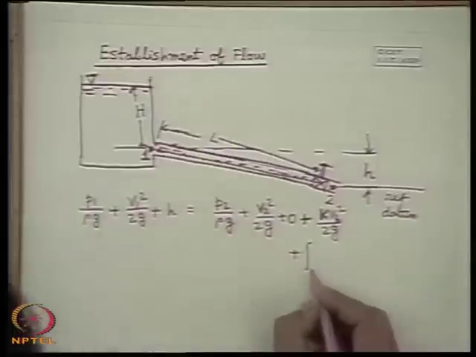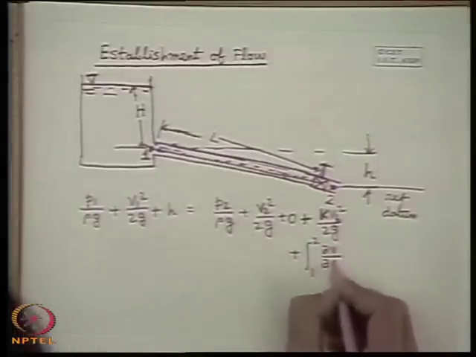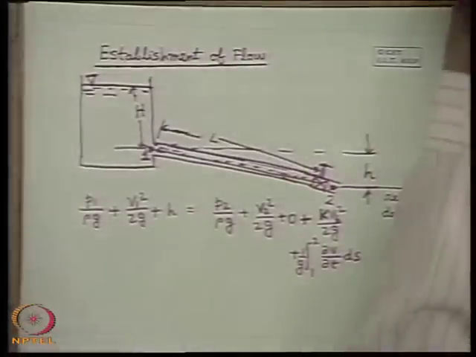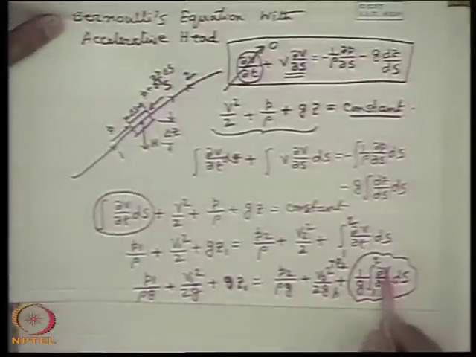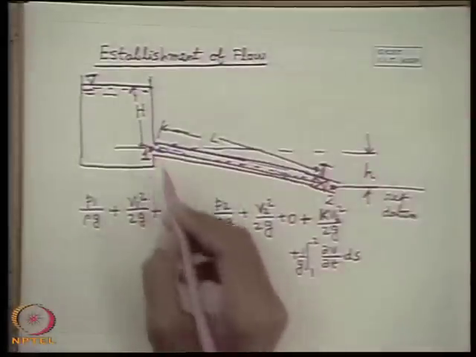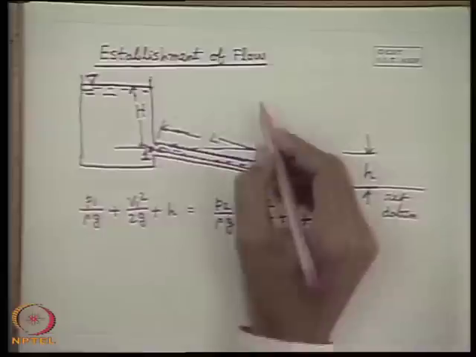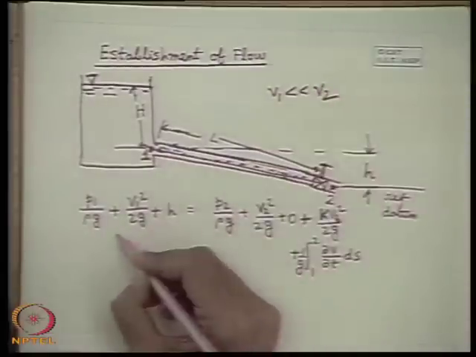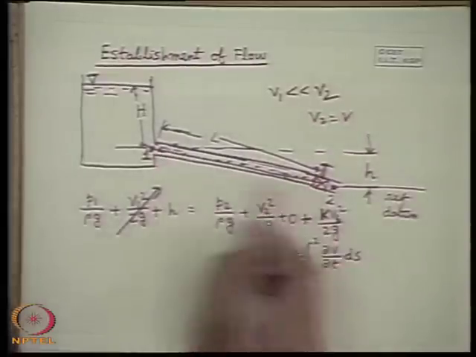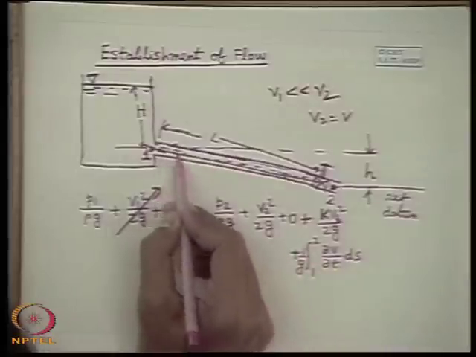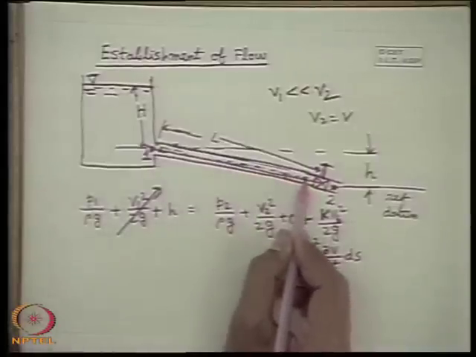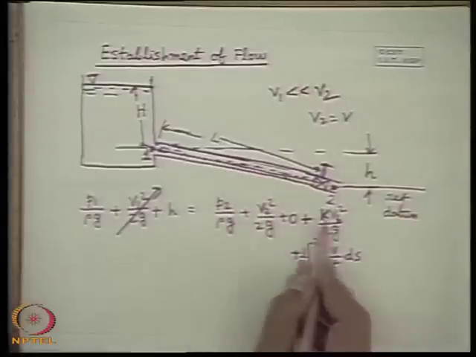That means, from 1 to 2, 1 by g del V del t ds is the accelerative head which we discussed earlier. Now you see that if we consider the area of the reservoir to be quite large compared to the pipe, V1 is very, very small compared to V2, so we can neglect V1. In that case, we write V2 equal to V, the flow velocity in the pipeline, which is assumed to be uniform. That means at any instant the flow velocity in the pipe is the same, because the pipe cross-sectional area is the same. From continuity, the average flow velocity in the pipe is the same, and it changes with time. Therefore, we replace V2 with V.